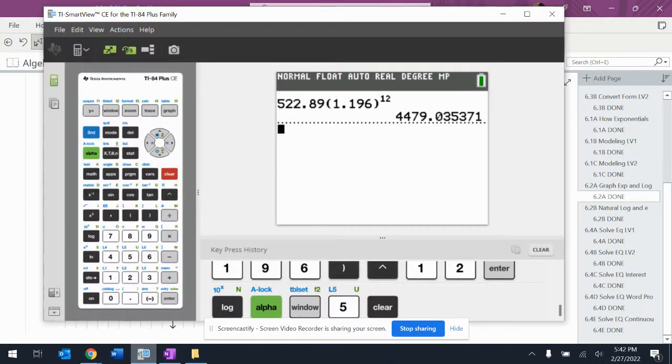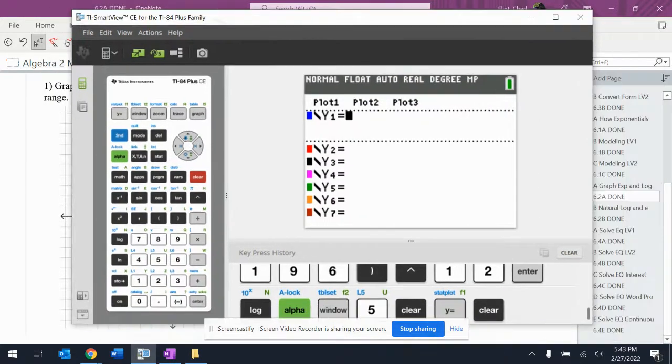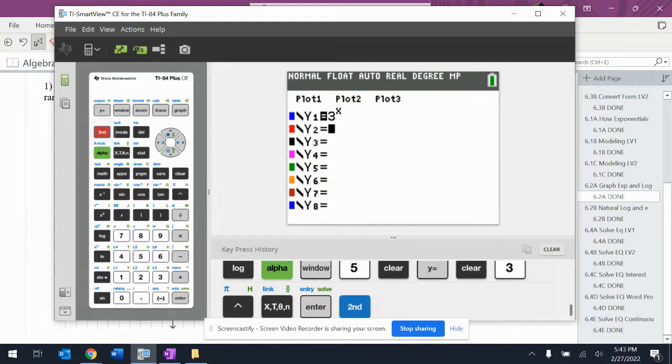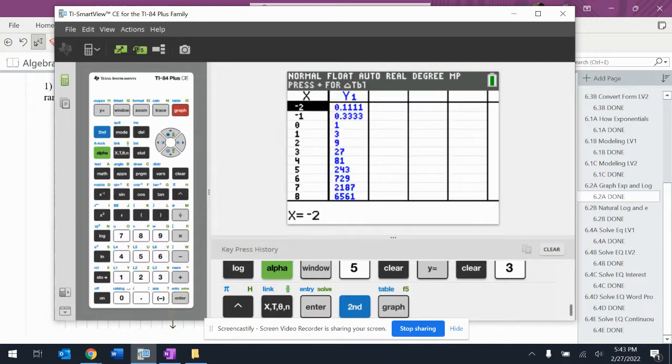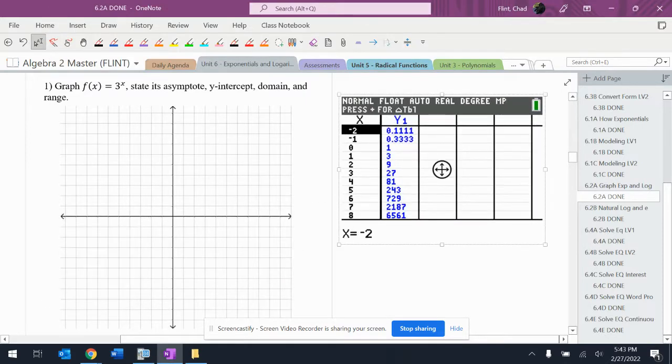So I take my calculator. I go to the y equals menu. I clear out whatever's in there. This wants me to graph 3 to the x, so 3 to the x. I don't care what the graph actually looks like. I'm just going to drag and drop my table over here. I will put it over here to the side, make it a little bit bigger. And then I have to plot some points.